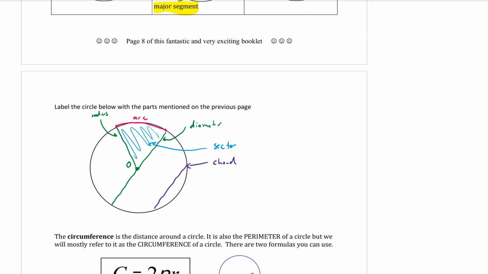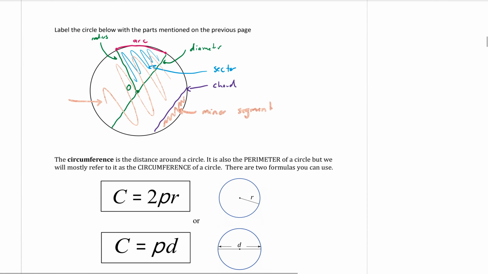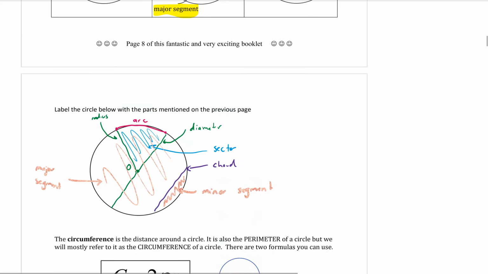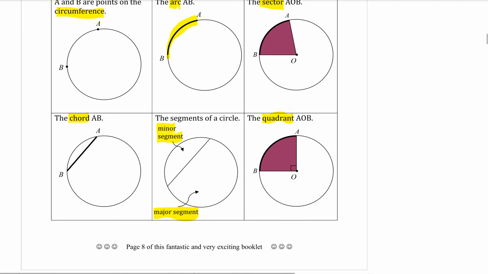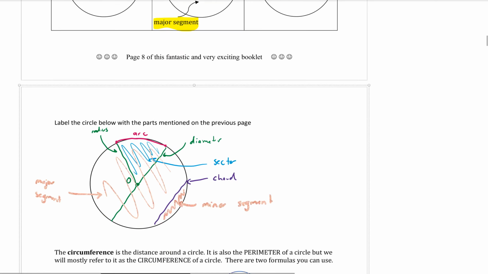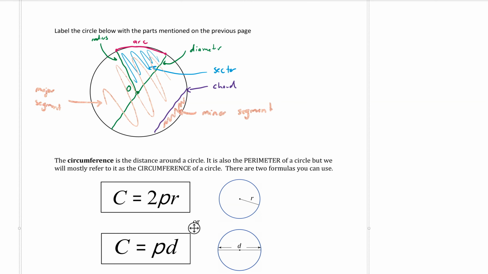And the two parts that are cut off by that chord, so this part in here is the minor segment, and the big part on this side, looks a bit messy now, is the major segment. Okay, I'm just checking back to see if I missed any. Oh, I didn't do the quadrant either. I think we've run out of room on our diagram.